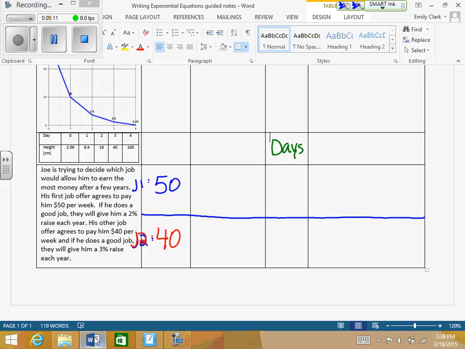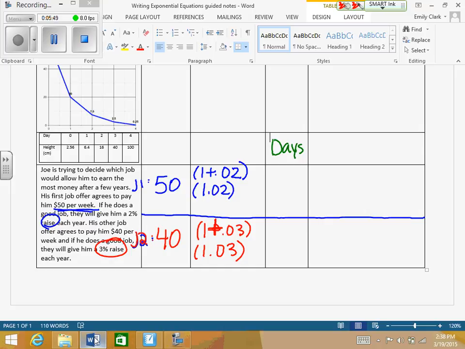Now, we're going to get 50 a week, and then we're going to get a raise of 2%. So a raise indicates that we've got an increase. So this is 1 plus 0.02. Don't tell me this is 1 plus 0.20, because that means 20%. So that's 1.02. Okay, his other job is a raise of 3%. So that's 1 plus 0.03 or 1.03. So be a plus.